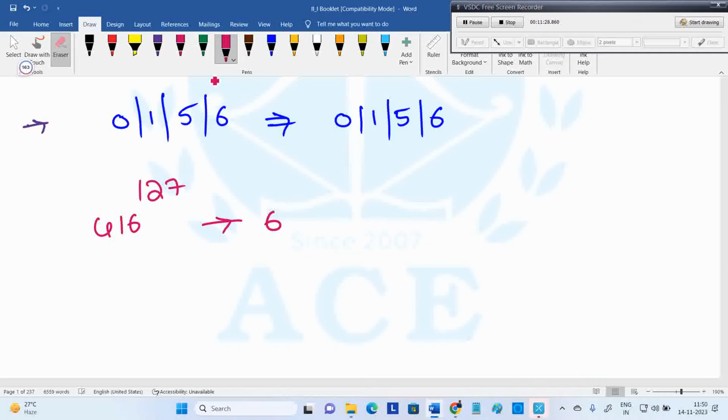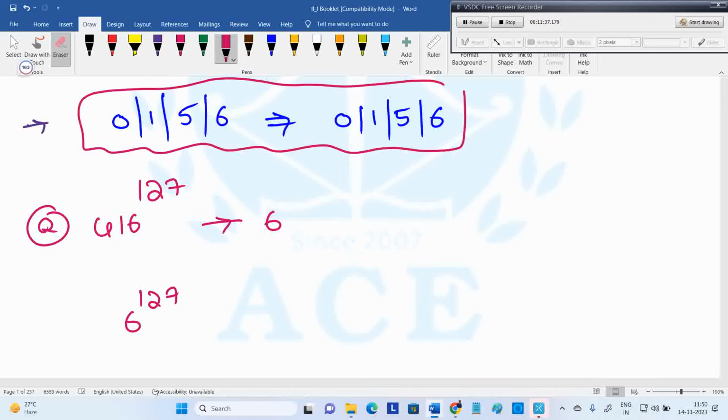First of all, this is 6 power 127. This is my next question. This is the outline actually, whether it is 0 or 1 or 5 or 6, your answer will also be 0, 1, 5 or 6 only. If 6 is occupying the units place, you will get the answer 6 only. If the units place is 5, you will get 5 only. If the units place is 0, you will get 0 only. Why, sir? See about 6. 6 power 1 is nothing but 6.